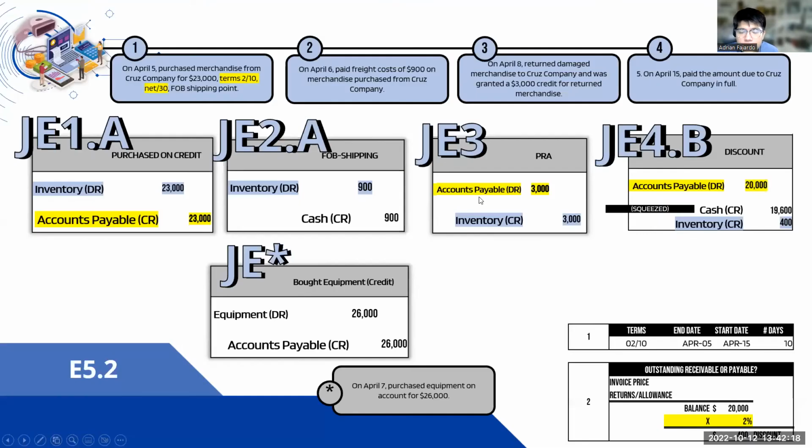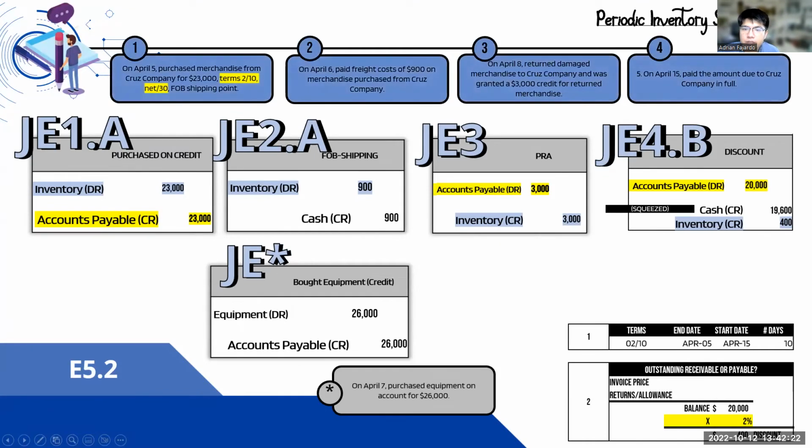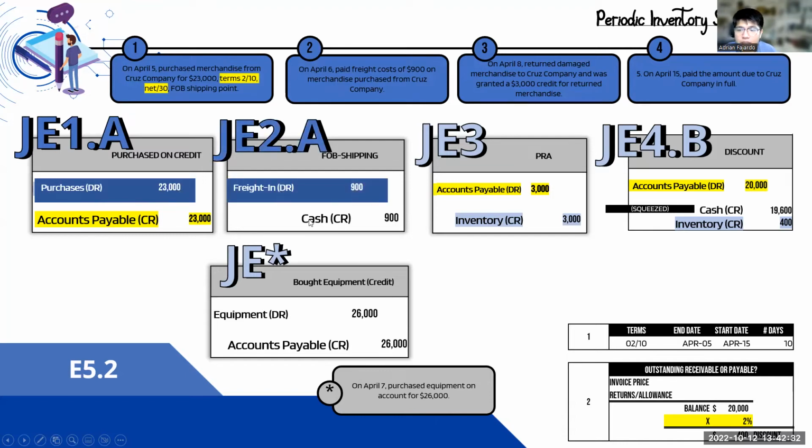So applying this to 5.2, gawin natin siyang periodic. So in journal entry 1, purchase, the only difference is si inventory gagawin natin purchases, right? For journal entry 2, for FOB shipping, si inventory gagawin natin freight in. For journal number 3, si inventory na credit gagawin natin PRA or purchase return and allowance. And si 4.B, yung inventory na discount gagawin natin purchase discount.